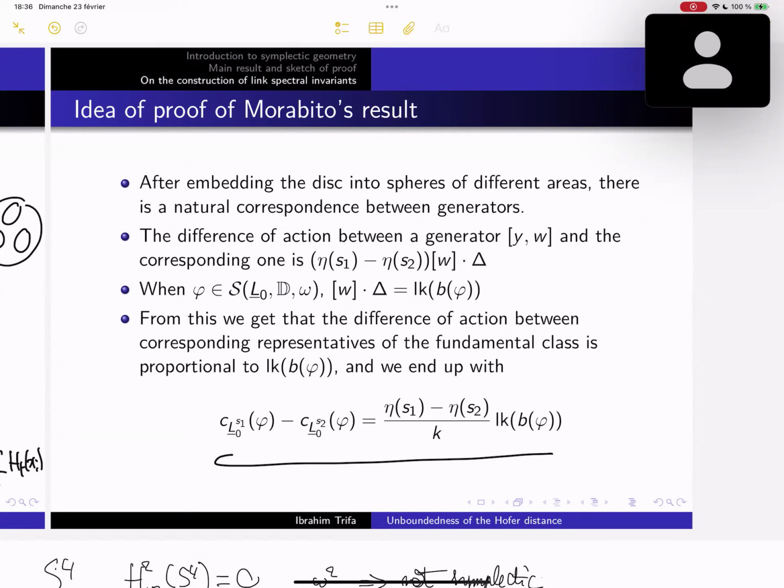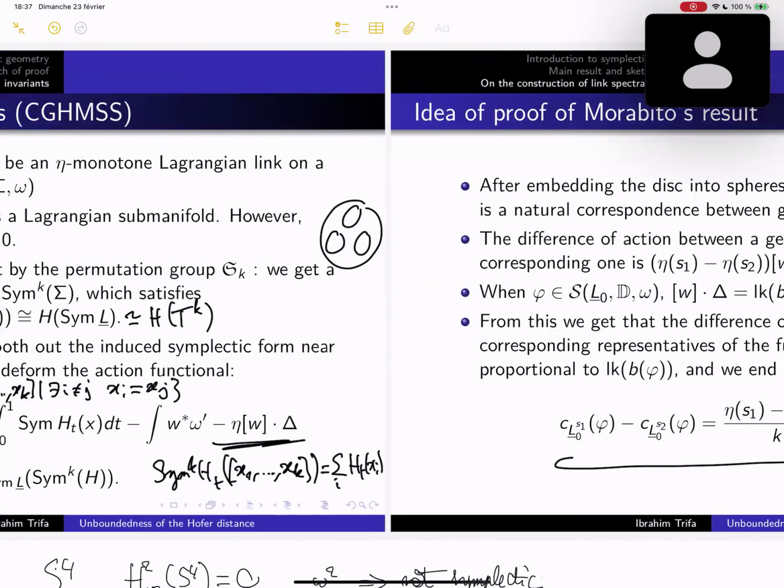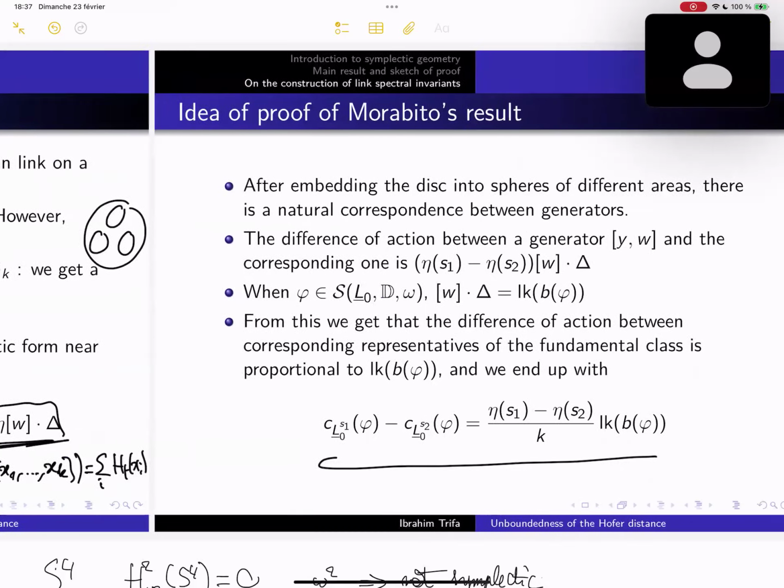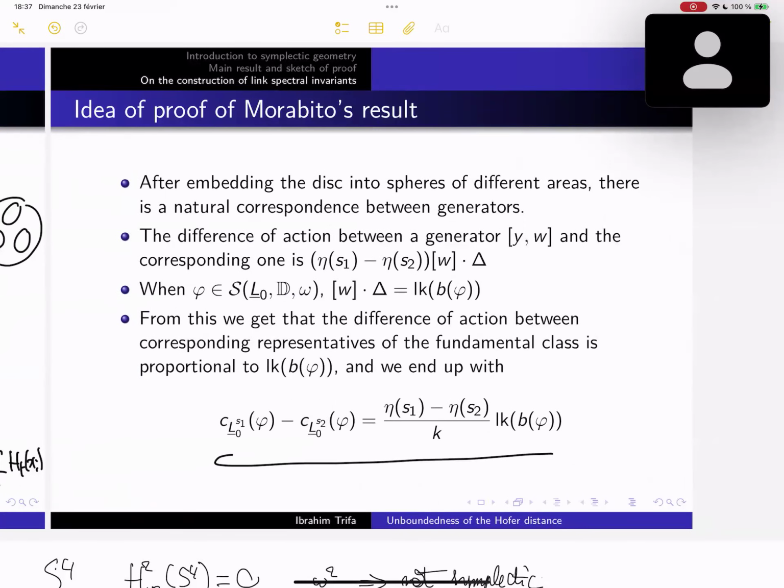It's just that you have changed the area of the component of the sphere that is not a disk. So you have this natural correspondence, and the only thing that changes now is the action of the generators. You can see by the formula of the action that the action shift will depend on eta, and it will be given by eta S1 minus eta S2 times the intersection product between W, the capping, and delta.